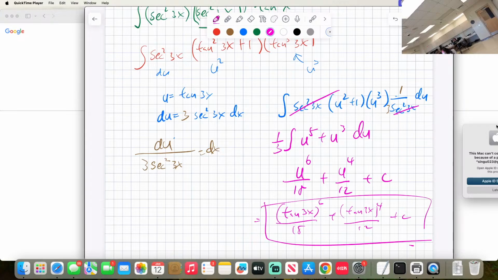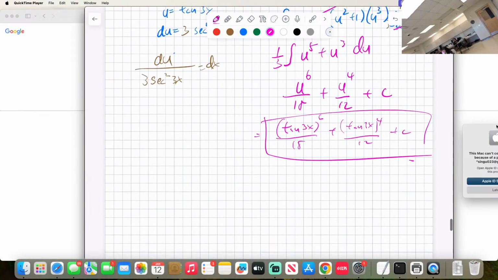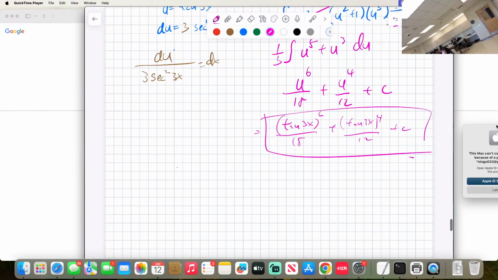Very fabulous. So how about the next one? 0 to pi over 4. I think a lot of people figure out this one really quickly.